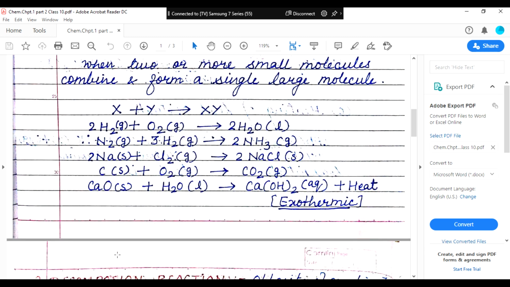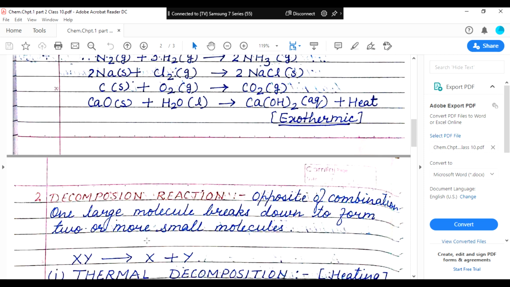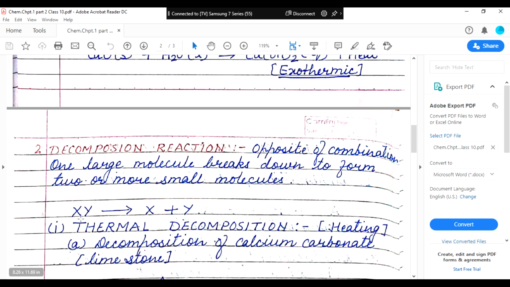Second reaction is decomposition reaction. In the first reaction we studied that two elements combine and form one. Here it is just the opposite of that. Here one large molecule breaks down to form two or more small molecules. Here XY is one molecule. It breaks and forms X and Y, separating out its constituents X and Y.